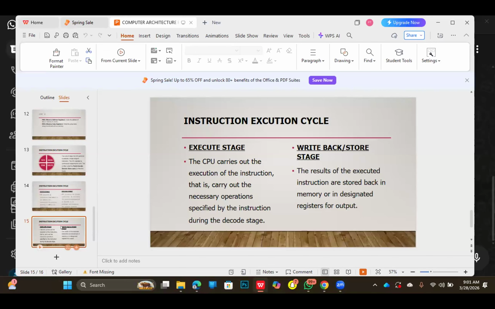So right now we need the exact tools, or the exact necessity for the arithmetic or the logic reasoning to perform. So the execution stage helps the necessary operations specified during the decode stage to be executed. Let's talk about the write back or store stage. The results of the executed instruction are stored back in the memory or the designated registers for the output. So it goes back to the memory or the registers in order for referencing. So if we've performed these tasks, now it goes back for referencing sake. Please, let's move to the next slide.